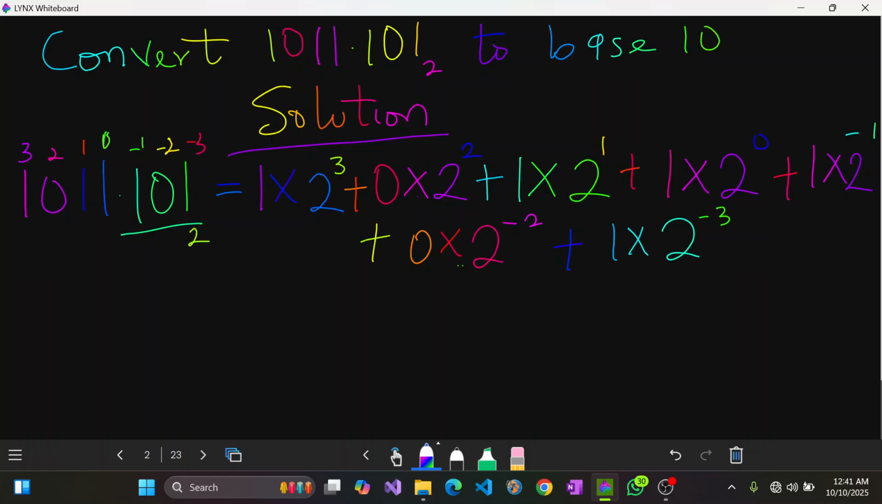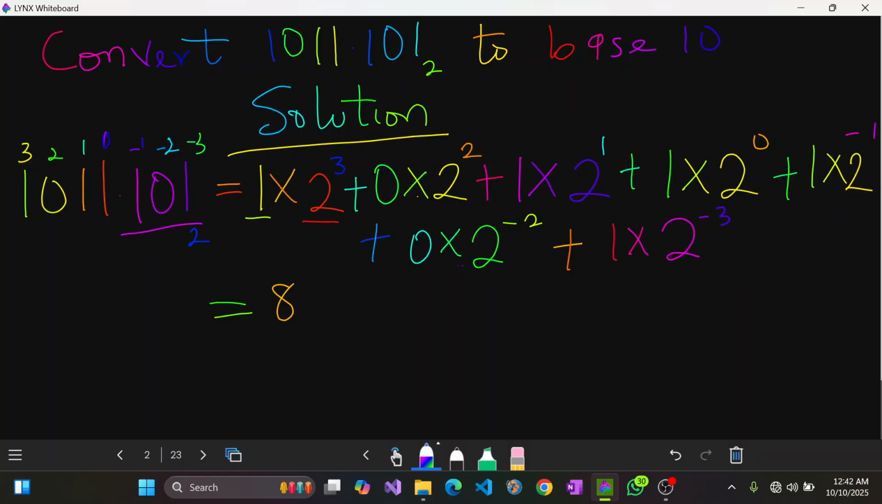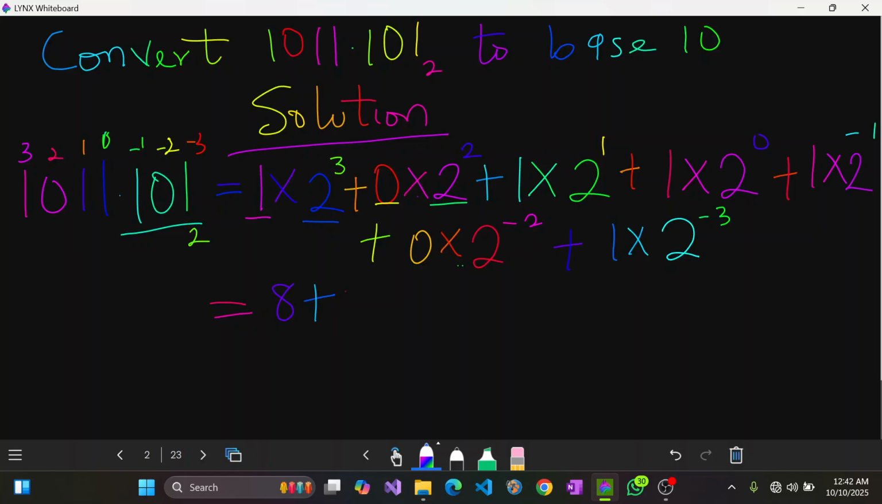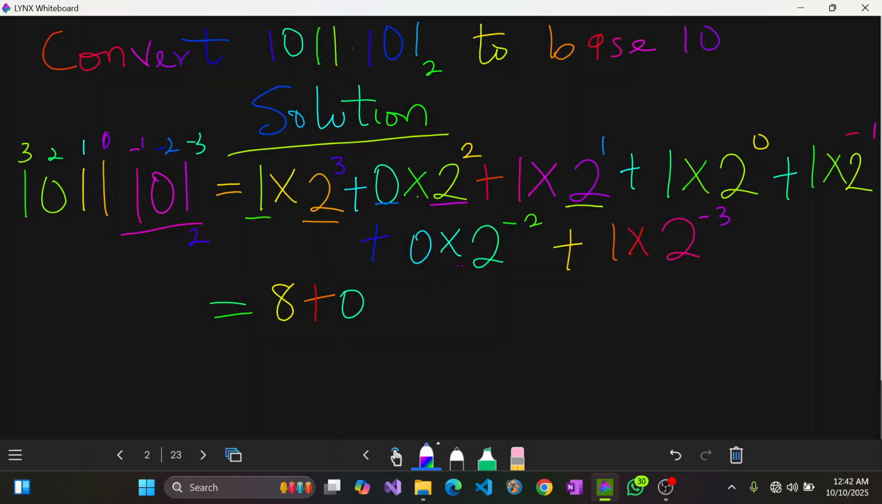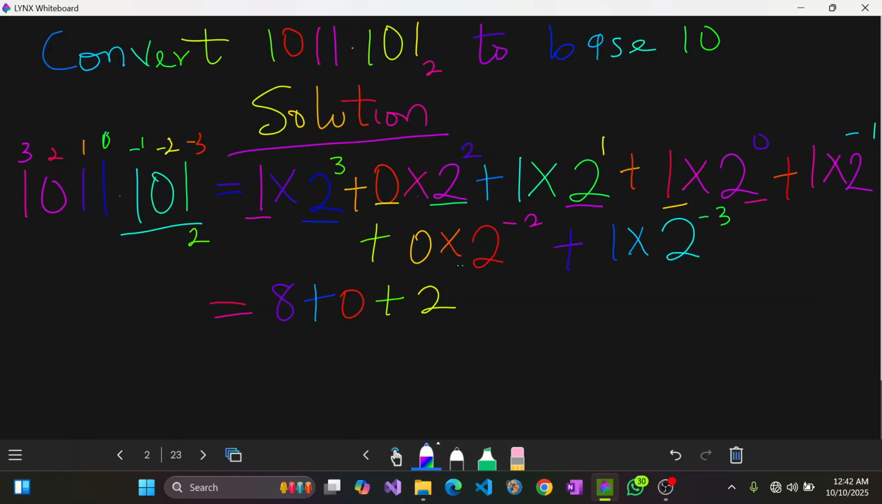So in a situation like this, 2 raised to the power of 3 is 8. That is 2 times 2 times 2. 2 times 2 is 4, then 4 times 2 is 8. So 8 times 1 will give us 8, plus 2 raised to the power of 2, which is 4, but 4 times 0 is going to give us 0. Here 2 raised to the power 1 is 2, and 2 times 1 gives us 2. Then 2 raised to the power 0, like we've already established, any number raised to the power of 0 is 1. So 1 times 1 gives 1.